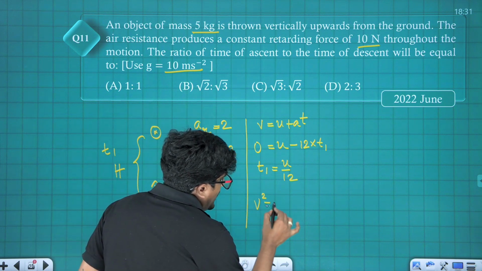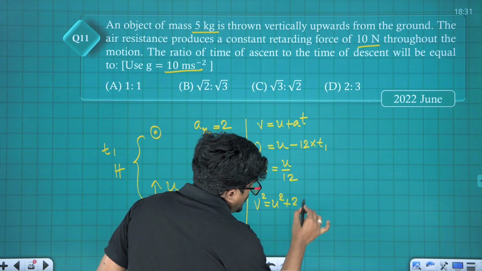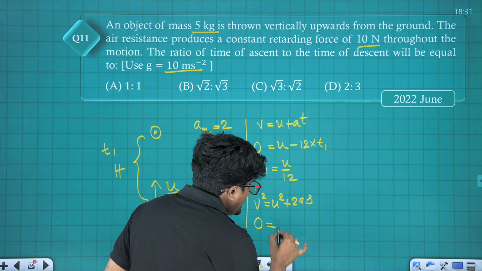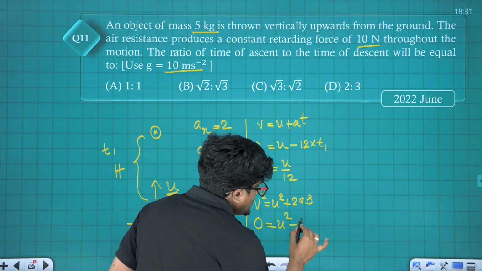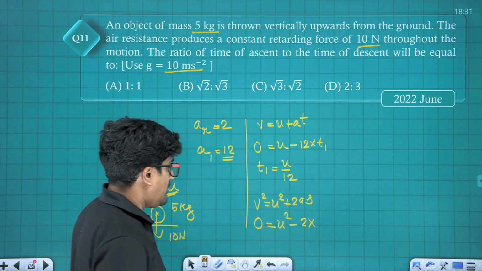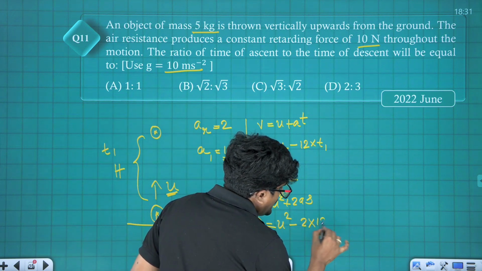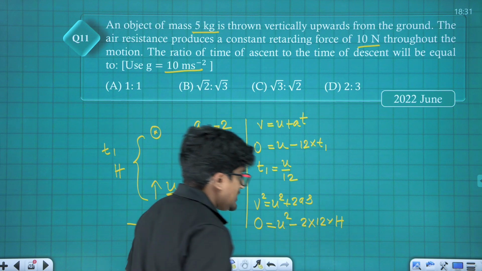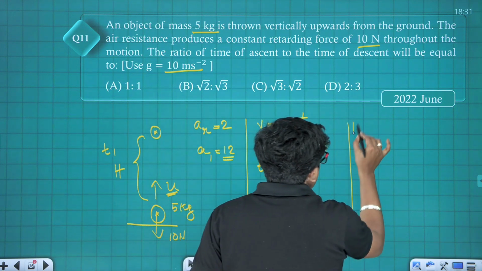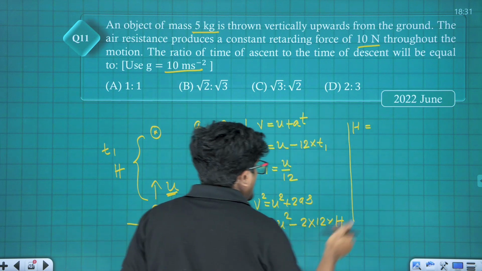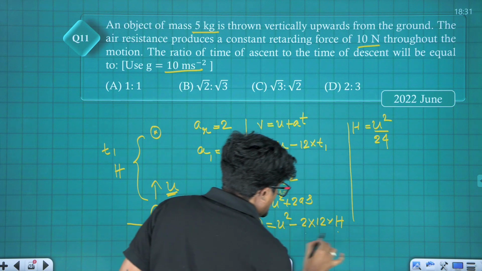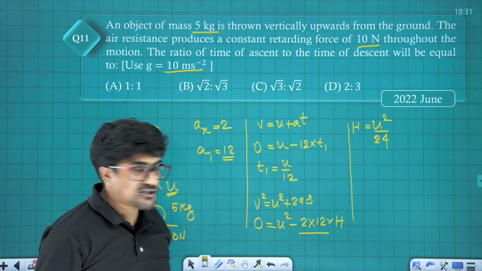Let me find out the value of h here. We know that v square equals u square plus 2a into s. Here the final speed is 0. Initial velocity I am taking as u. So it's u square minus 2 into what is acceleration? Acceleration is minus 12. That's why this minus is here, and 12 into height, I am taking it as H. So I will get the value of capital H equal to u squared divided by 24. 12 into 2 is 24. So that is height h.